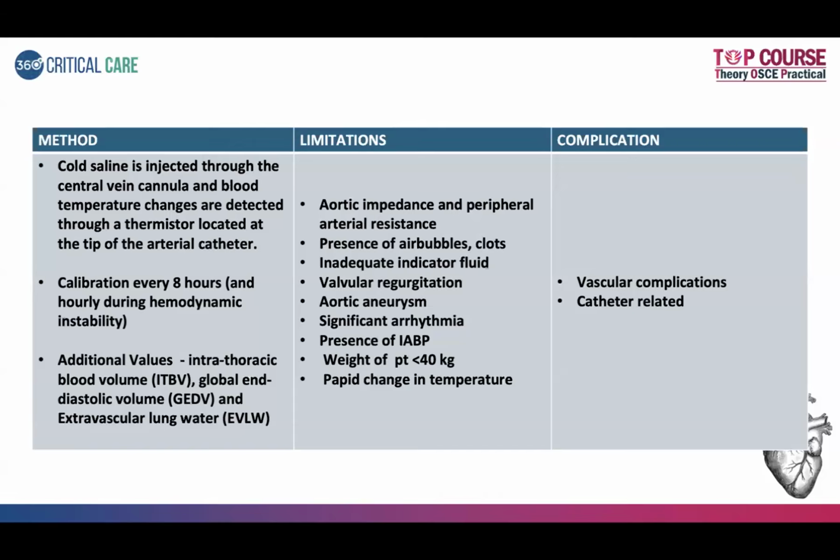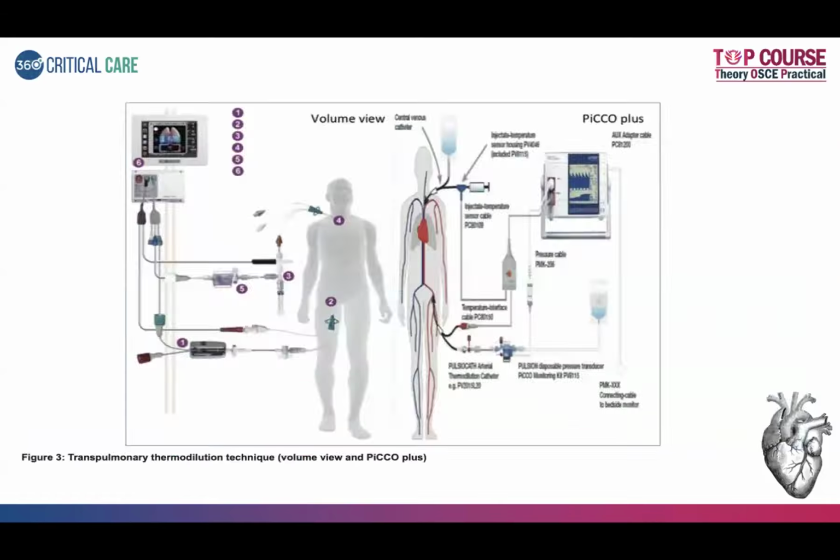So what are the limitations? If there are any changes with the arterial resistance, then there could be issues with cardiac output monitoring. Technical, device related problems like air bubbles, clots, or valvular issues, or significant arrhythmia in a patient, or presence of an IABP, or if the patient is less than 40 kg, or if there is any rapid change in the temperature, then it may not reflect the correct cardiac output values. The common complications would obviously be vascular complications and catheter related complications.